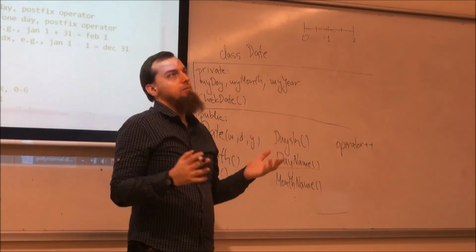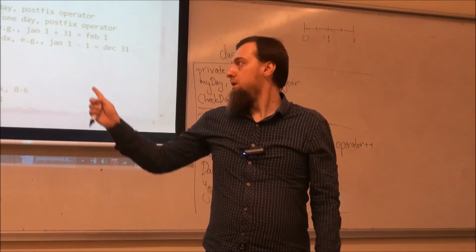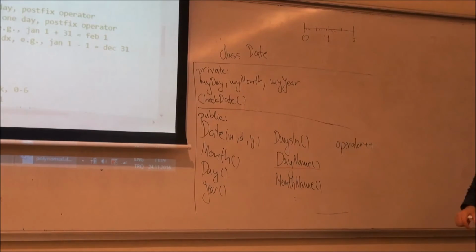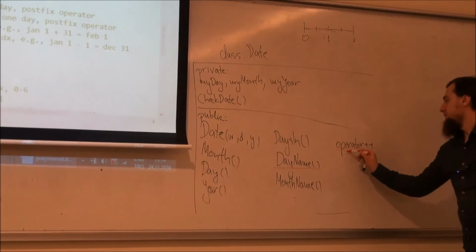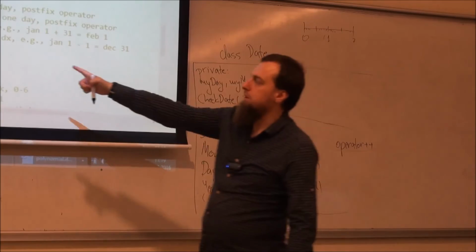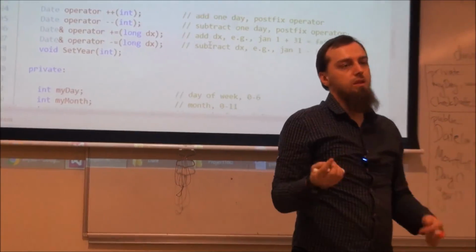Okay, so this is how the operator plus plus works. With programming, you can define your own operator and apply it to Date. So operator plus plus, I'm going to underline it, is incrementing it by 1 day. Correspondingly, operator minus minus does the opposite thing.